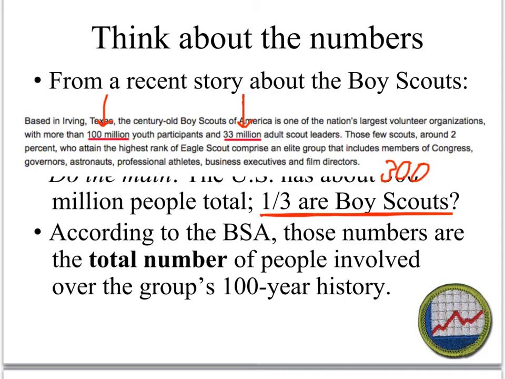Really? Really? Half of them are women. And of the other half, I bet 100 million of them aren't boys. And of all the boys, they aren't all Boy Scouts. As it turns out, this is the total number of people involved in the Boy Scouts over the past 100 years. Okay, the numbers came from the Boy Scouts, but the way they were put into this story was wrong. It was very misleading. It made people think there were way more Boy Scouts right now than there were.